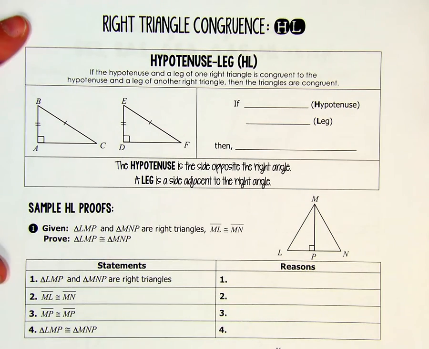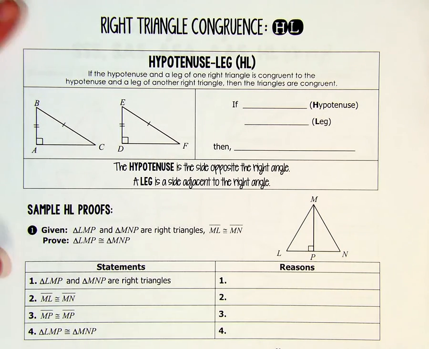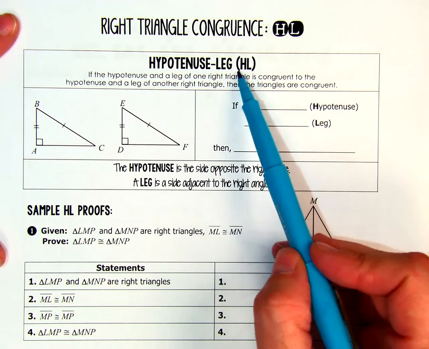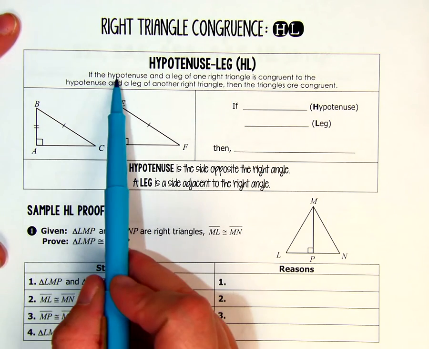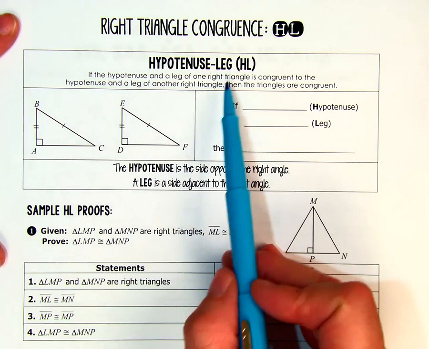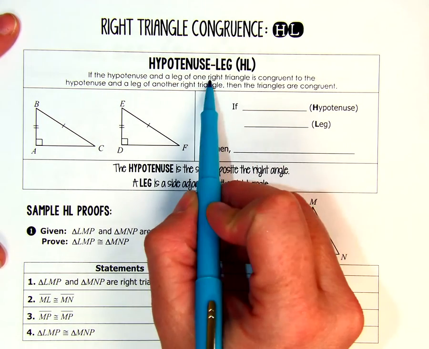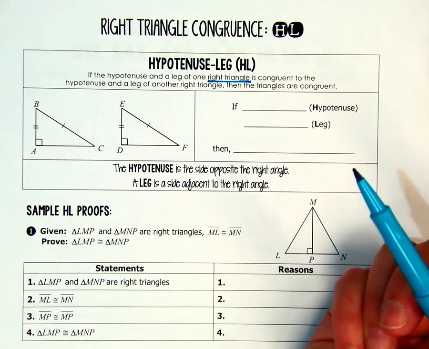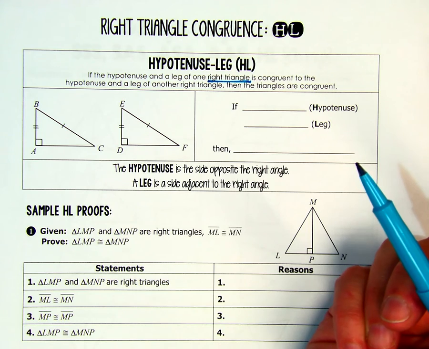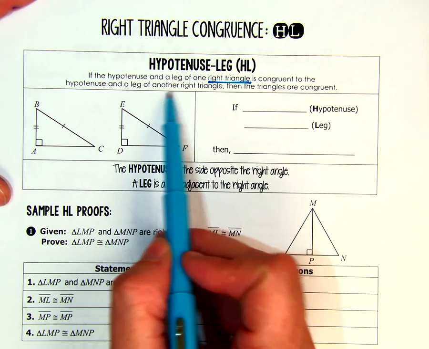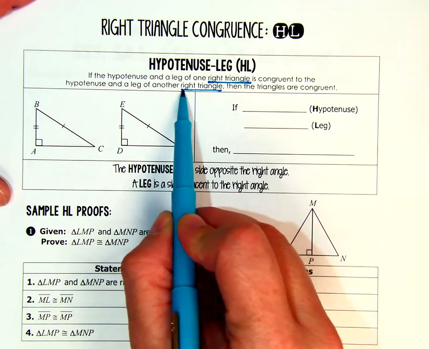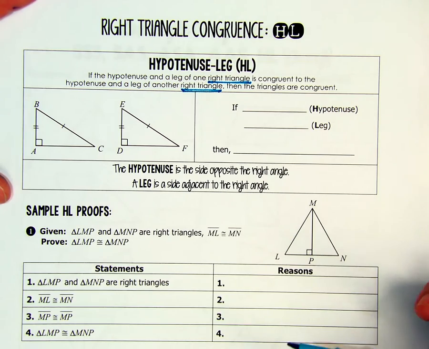Okay, the last method that we're going to use on how to prove triangles congruent is by HL, which stands for hypotenuse leg. So if the hypotenuse and a leg of one right triangle, so that means somewhere you have to say, hey, by the way, this is a right triangle, is congruent to the hypotenuse and leg of another right triangle, then the triangles are congruent.